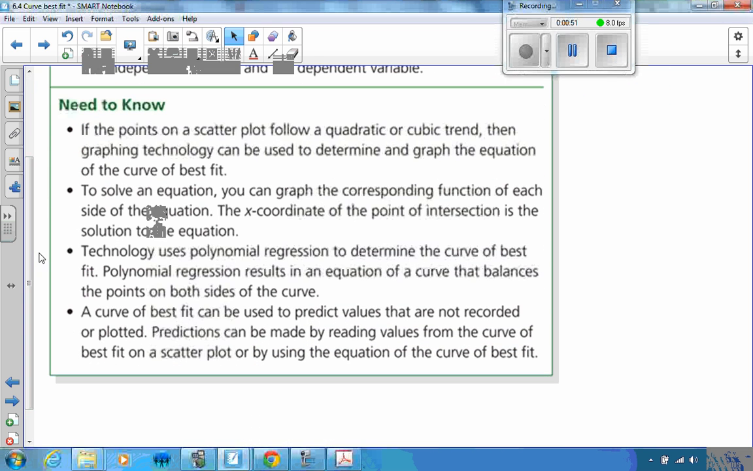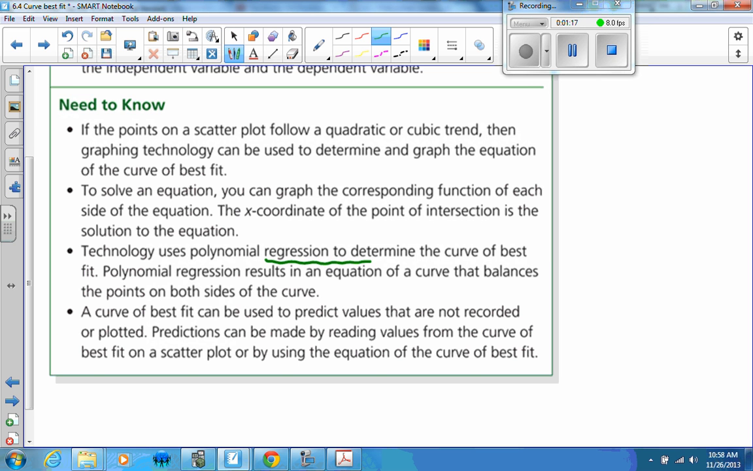If the points on a scatter plot follow a quadratic or cubic trend, then graphing technology can be used to determine the graph of the equation. To solve an equation, you can graph the corresponding function of each side of the equation. The x-coordinate of the point of intersection is the solution to the equation. Technology uses polynomial regression, so we're going to use those regressions again that are in your stat menu, to determine the curve of best fit. Polynomial regression results in an equation, which is very useful to us, of a curve that balances the points on both sides of the curve.